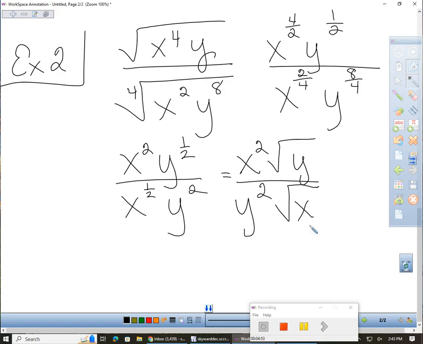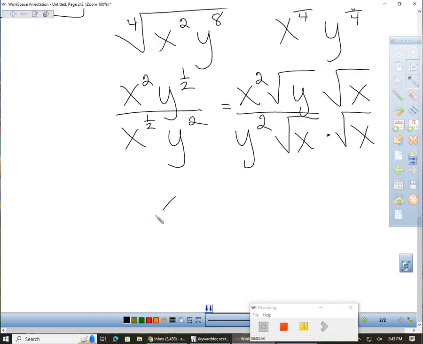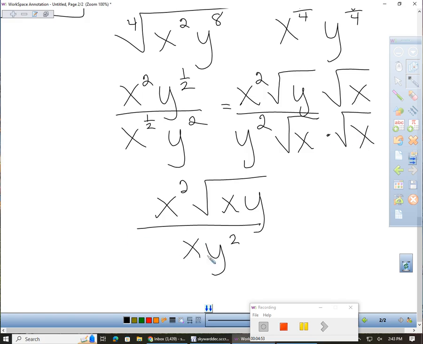Okay? So now, what do you see we don't like? We can't have a square root on the bottom, right? So we got a times by the square root of x. Whatever we do to the bottom, we have to do to the top. So we get x squared, square root xy over y squared, and the square root of x times the square root of x is just x.